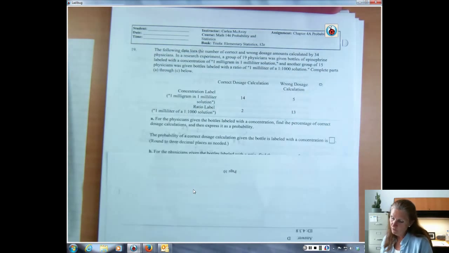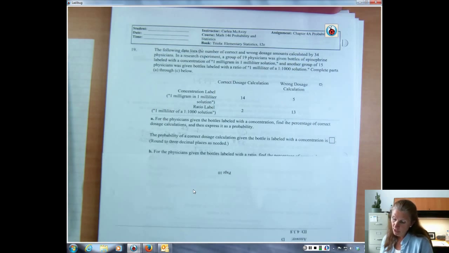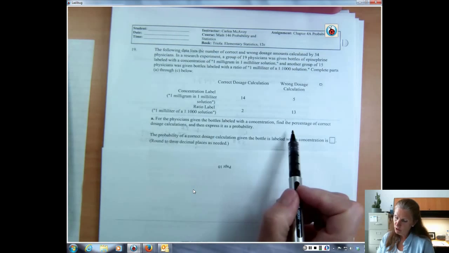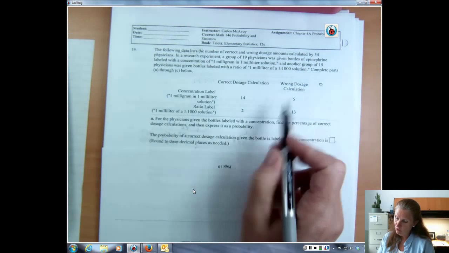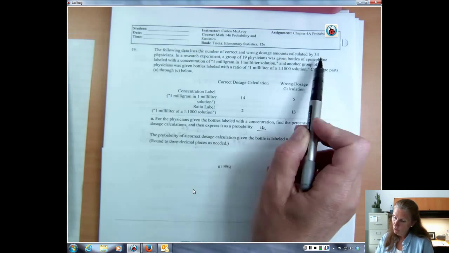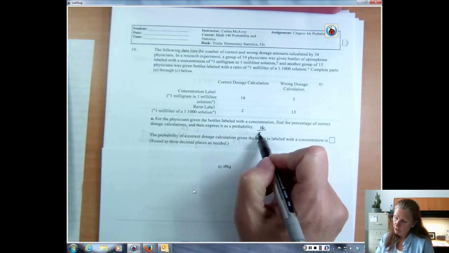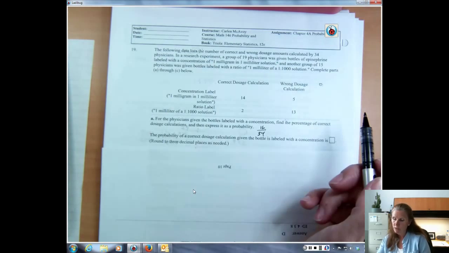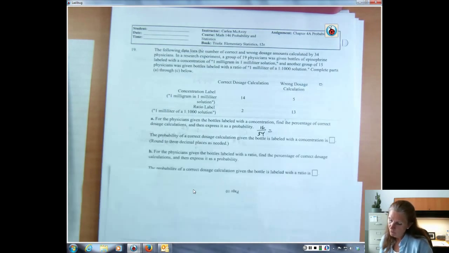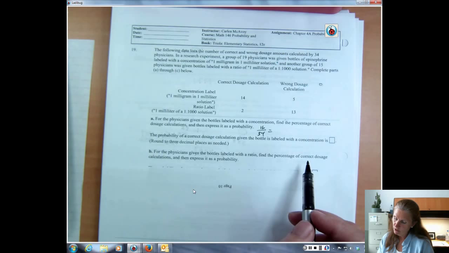Okay. For the physicians given the bottles labeled with the concentration, find the percentage of correct dosage calculations and express it as a probability. So for that, you're going to find the percentage of correct dosage calculations by the correct ones were 16, right? And we had a total of 34, right? 26 out of 34, and you're going to round it to 3 places. For the physicians given the bottle labeled with the ratio, find the percentage of correct dosage calculations. What did I just do?